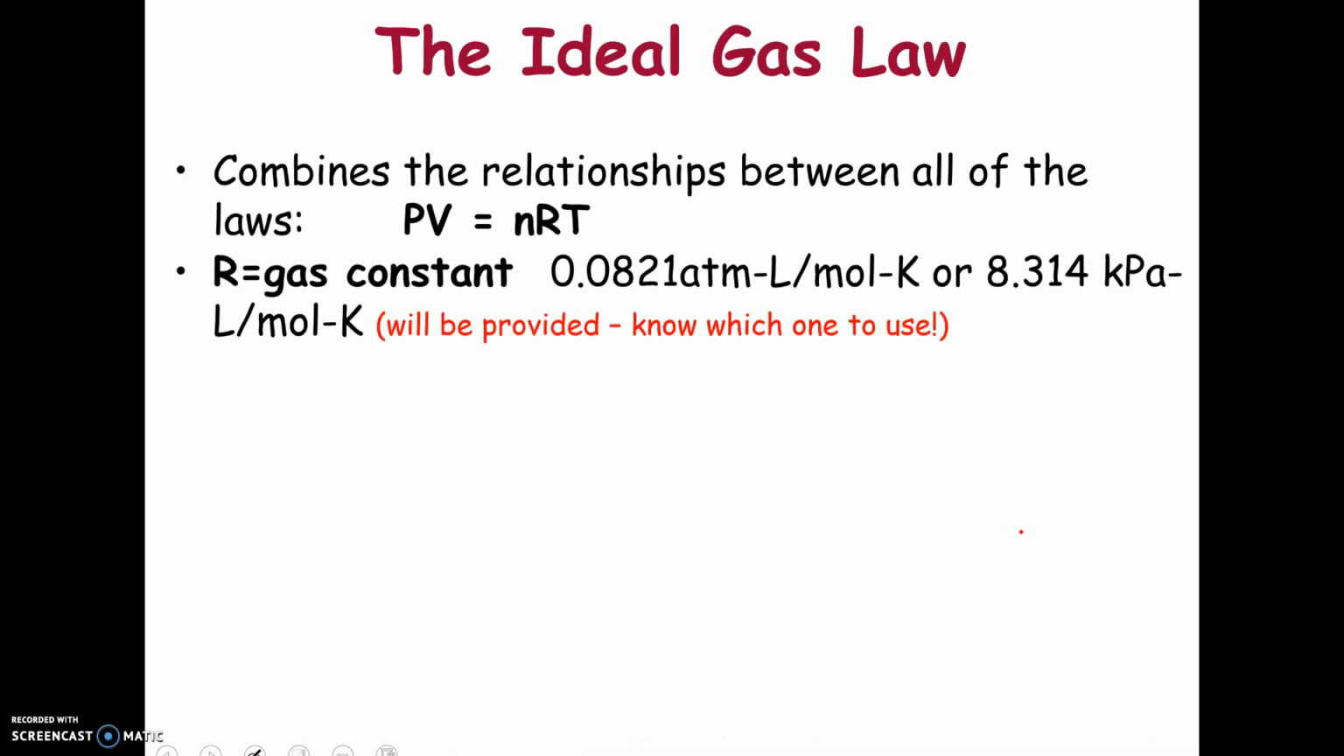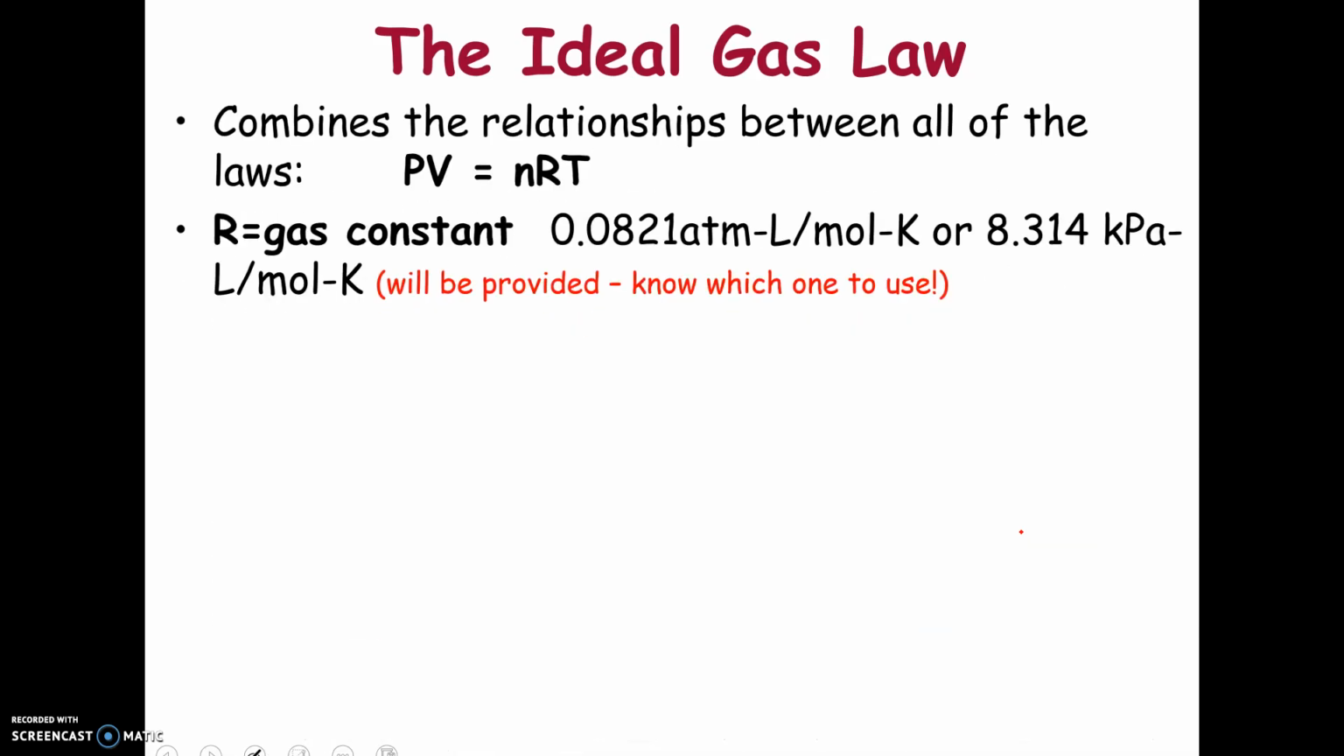How are you going to know that it's going to be the ideal gas law? Because you'll notice that nothing's going to change. We don't have a P1 and a P2, a V1 and a V2. In this case, this is going to combine the relationships between all of the gases, and it basically says that the pressure times the volume will be equal to the number of moles times a gas constant called R times the temperature. The temperature does need to be in Kelvin.